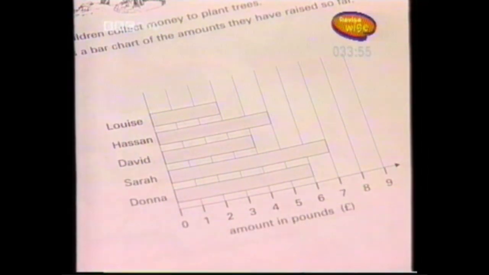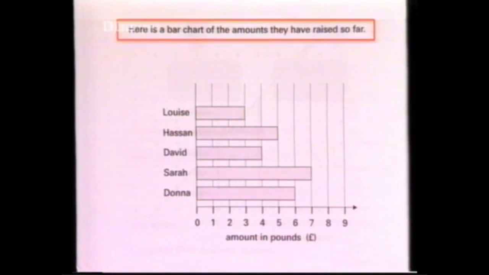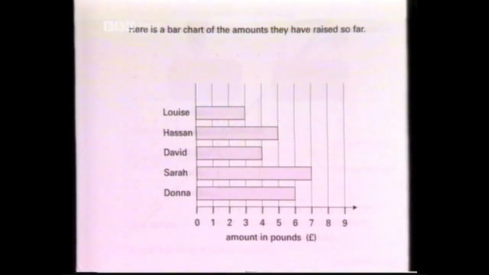Bar graphs are another way of showing information. There's a bar graph in this question. It's about how much money some children collected. Let's have a good look at that bar graph. Like a table, it has a title that tells you what the bar graph is showing you. That's the amount of money they have raised so far.